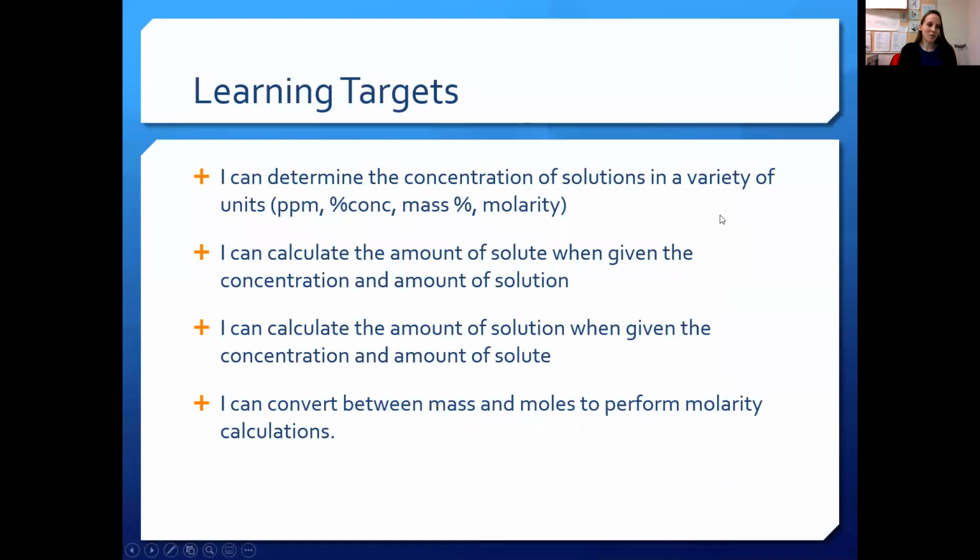So like I said, this lesson is on concentration. We are going to be going over percent concentration, mass percent, molarity, percent volume, parts per million, a bunch of different ways of measuring concentration. You need to be able to calculate the amount of solute if you're given the concentration and the amount of solution. You also have to be able to calculate the amount of solution if you're given the concentration and the amount of solute. And then lastly, for our molarity calculations, you also have to be able to convert between mass and moles.